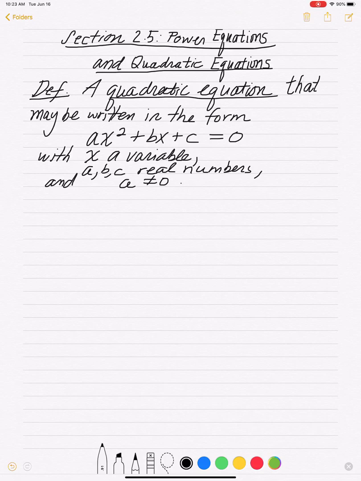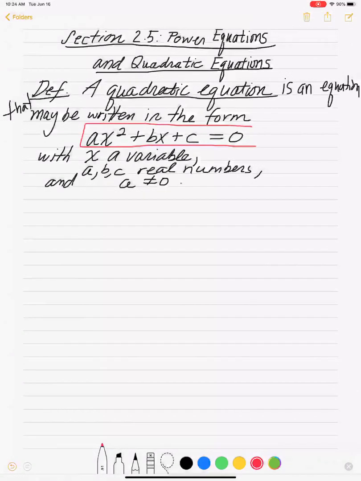Here we're going to begin looking at quadratic equations. So what is a quadratic equation, first of all? A quadratic equation is an equation that may be written in the form ax squared plus bx plus c equals 0.